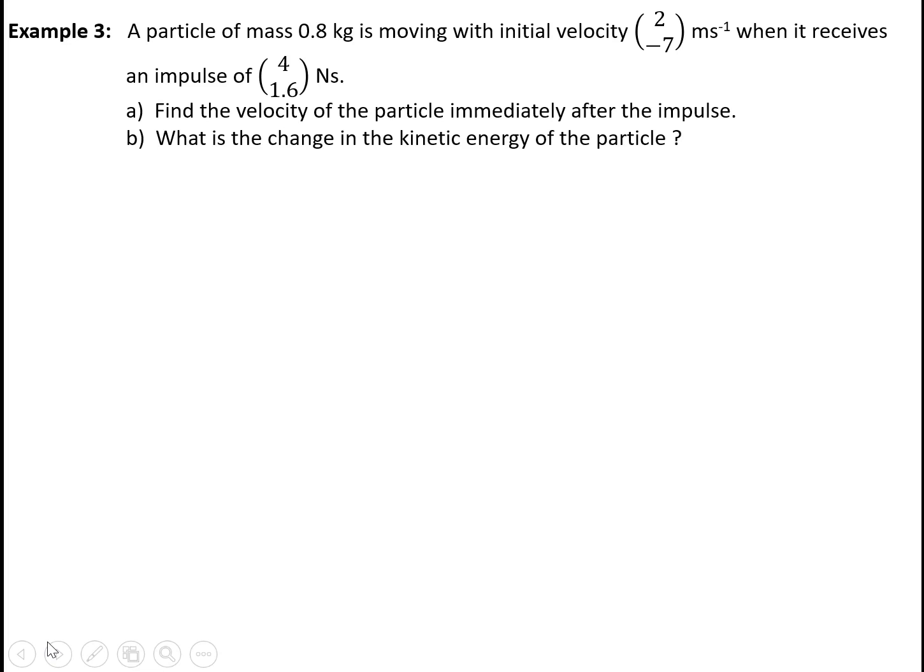So in example 3, we have a particle of mass 0.8 kilograms moving with initial velocity 2, minus 7, when it receives an impulse of 1.6. We have to find the velocity of the particle immediately after the impulse, and we have to find the change in the kinetic energy of the particle.